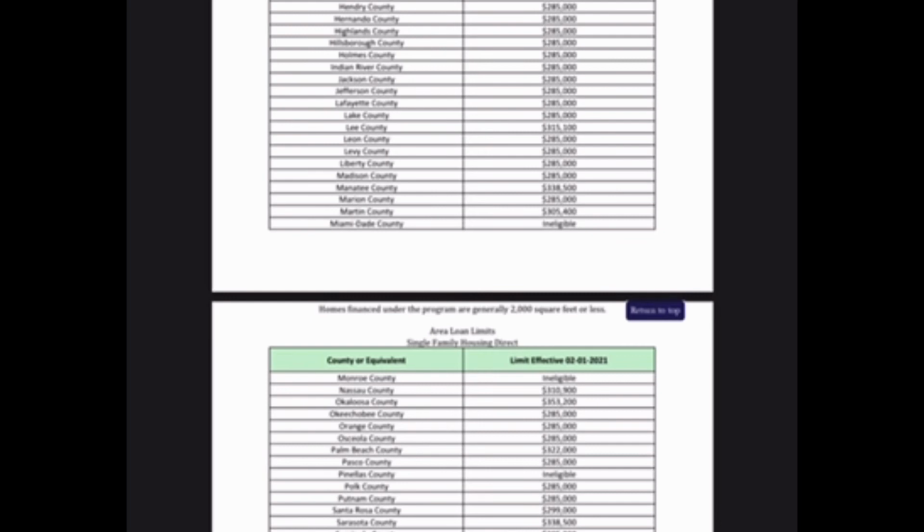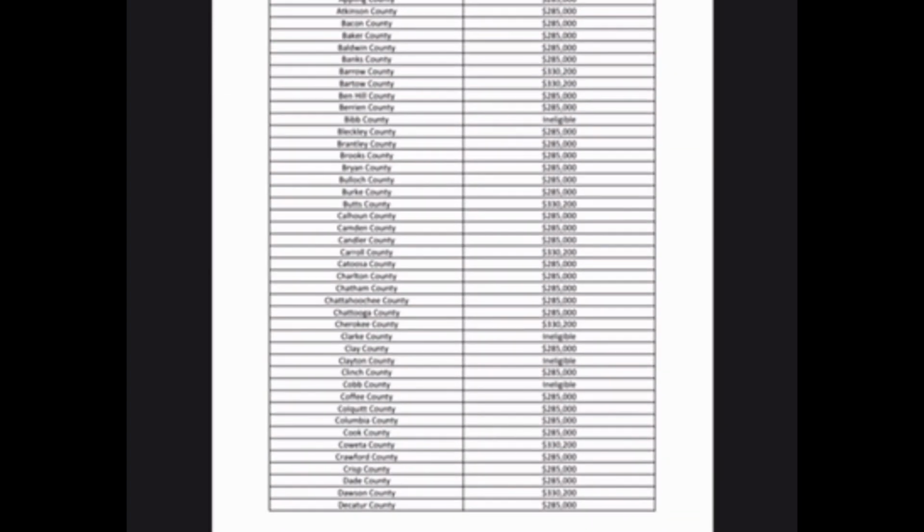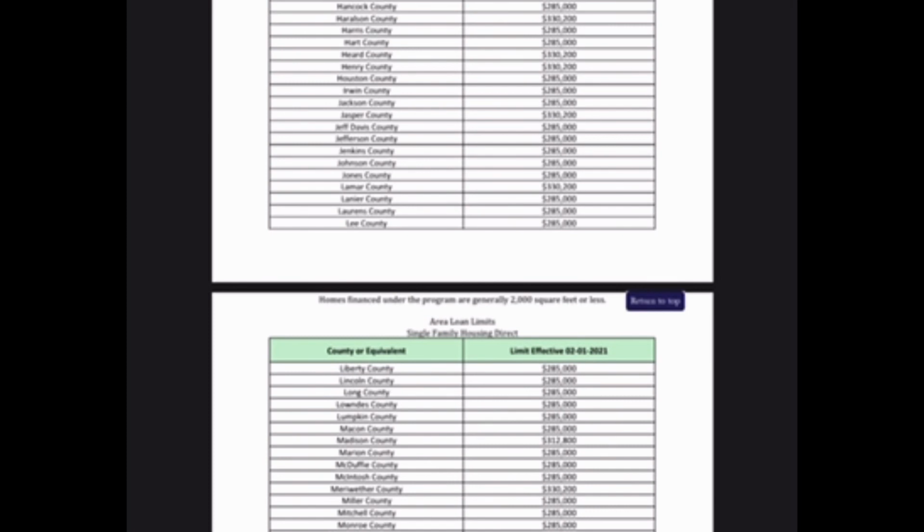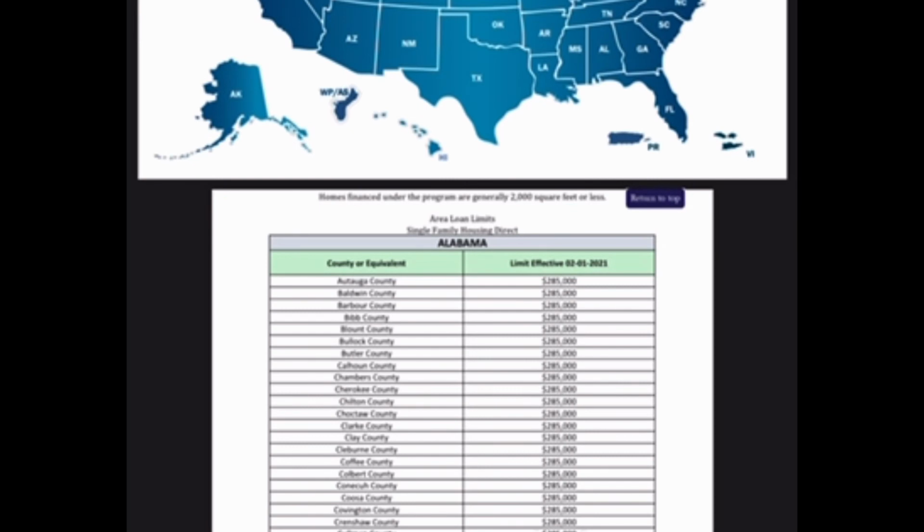Now, as you can see, some counties are ineligible because they are not considered rural areas. At one point, they may have been, but now they are no longer eligible. So that does change as well. But you are able to look at each state and see for each county what the maximum loan amount is. Now, you may get less than that, but you will not be able to get more than that loan amount for that area. You can get lower based off your debt to income ratio.